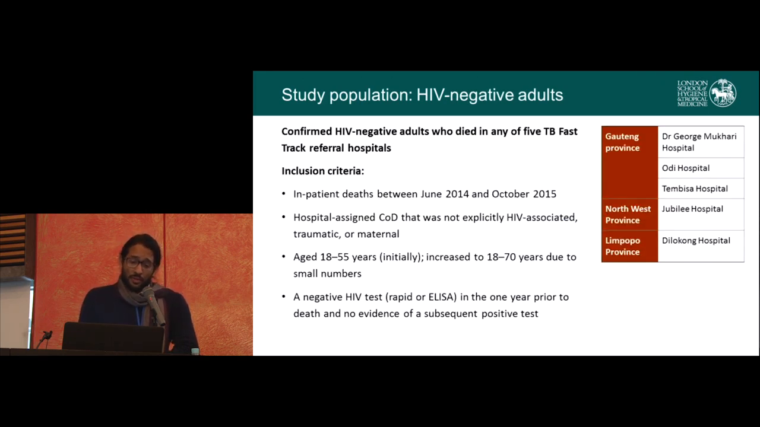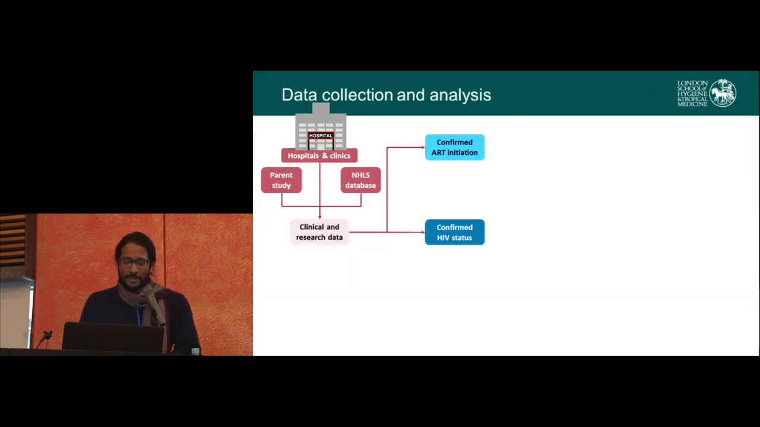We also sourced a number of HIV-negative individuals to allow us to assess specificity of VA. And we went to 5 TB Fast Track hospitals and looked through the registers of the mortuaries at these hospitals and picked out people who were between 18 and 55 who had died from a hospital-assigned cause of death that was not explicitly HIV-associated or traumatic or pregnancy-related. We then looked through their medical and laboratory records and found those who were confirmed HIV-negative within a year of death. As you can imagine, this was a fairly time-consuming procedure.